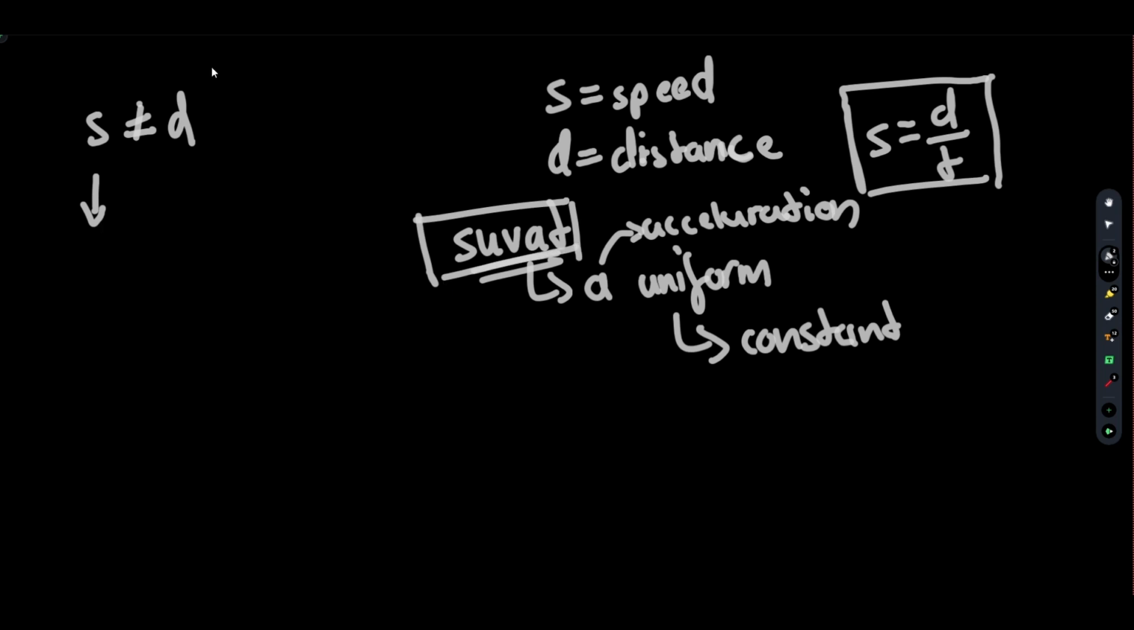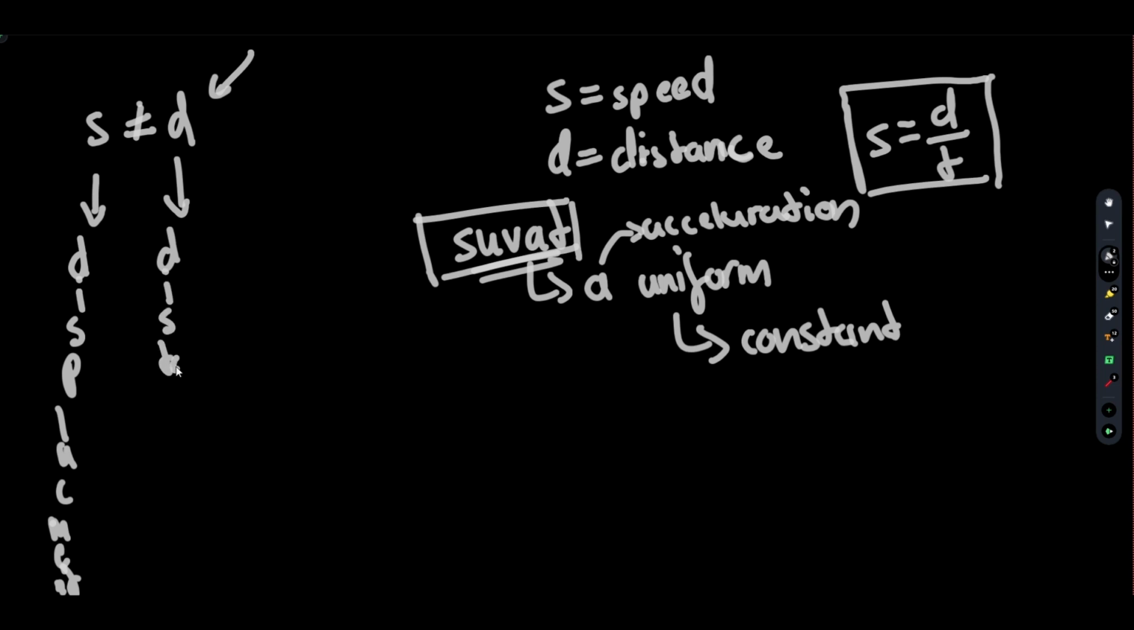And back to the point I was saying here, S and D are not the same. By that, what I mean is S stands for displacement in SUVAT equations. Displacement. I'm just going to rush it because I don't have space. Where D stands for distance. Distance.